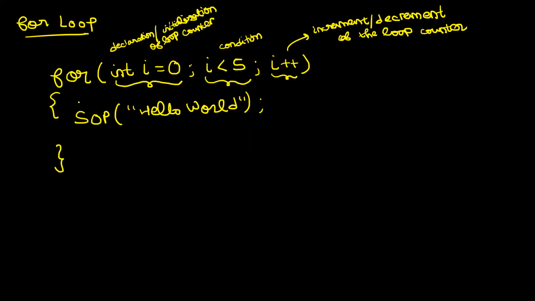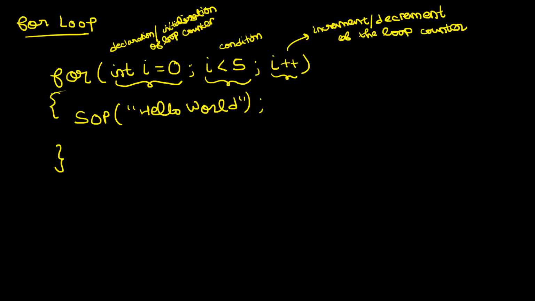Okay, so if you write this outer loop, for int i equal to 0, i less than 5, i plus plus, and within these curly braces, see, this is my loop body. Whatever you write inside your curly braces is your loop body. Those are the actual statements inside your for loop. If you run this code, can anybody tell me what will be coming as the output? So hello world will be printed 5 times.